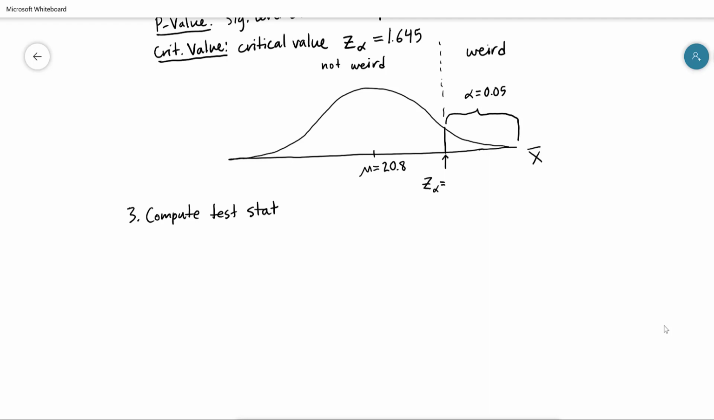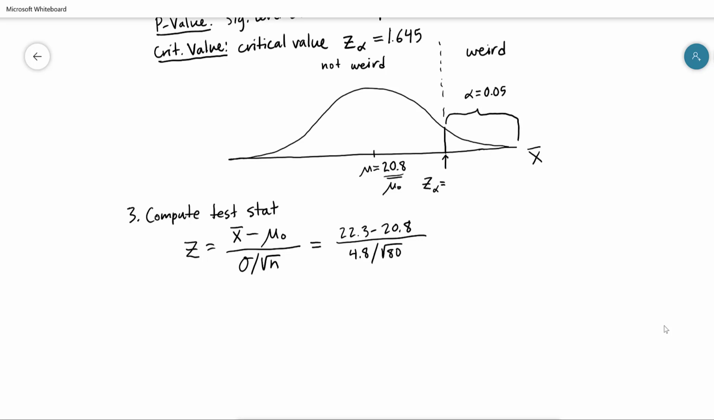And the formula for our test statistic, it is a z-score. We take the value of x bar, subtract off the presumed mean sitting right here, there's our mu 0, and then divide by the standard error, which is sigma over the square root of n. And so for us, that's 22.3 minus 20.8, whole thing divided by 4.8 over the square root of 80.